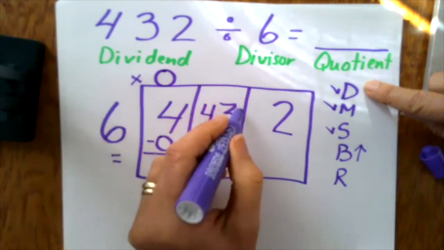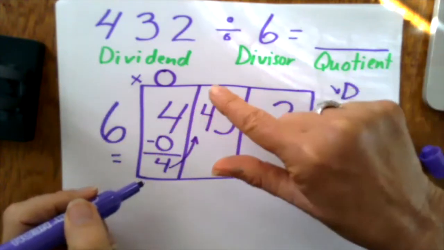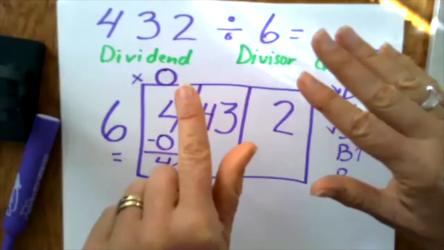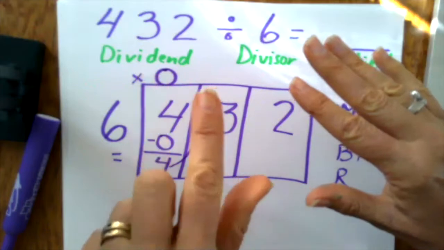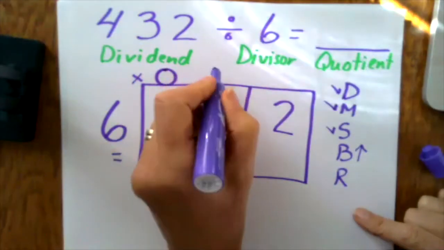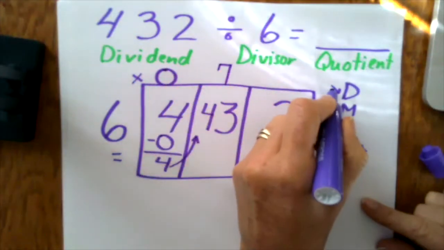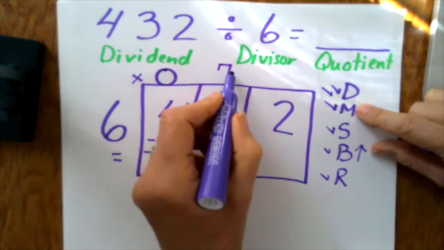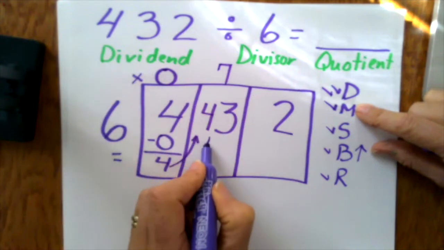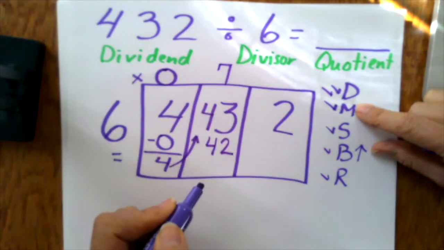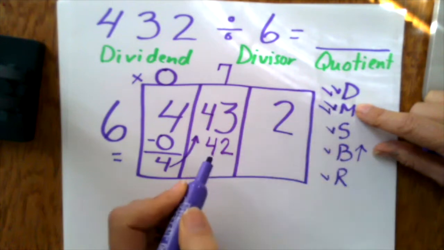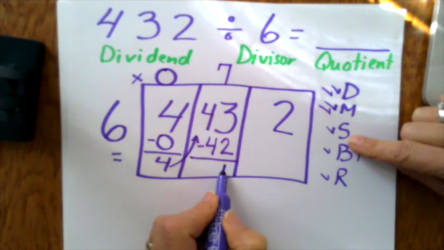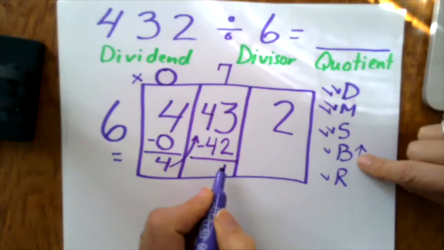How many sixes are in 43? 6, 12, 18, 24, 30, 36, 42, and 48. Oops, too many. That's 7. So I put a 7 here. And I've divided. Check. Now the next step is to multiply. So 7 times 6 equals, and I put the answer 42 in the middle box. And I just multiplied. Check. Now I'm going to subtract. 43 minus 42 is 1. Check. And now I'm going to bring up.